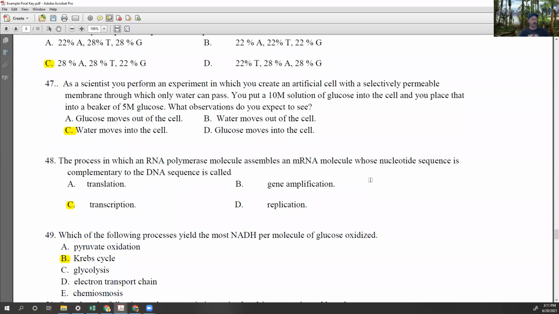Number 47, what would happen if you put a 10 molar solution of glucose into an artificial cell and place it into a beaker of 5 molar glucose? What would you expect to happen? Glucose can't cross the membrane. Well, you have to remember, then water will cross the membrane in order to balance out those concentrations. So water will move into the cell.